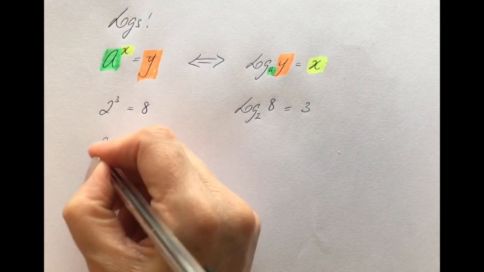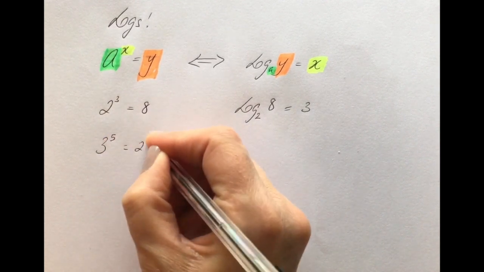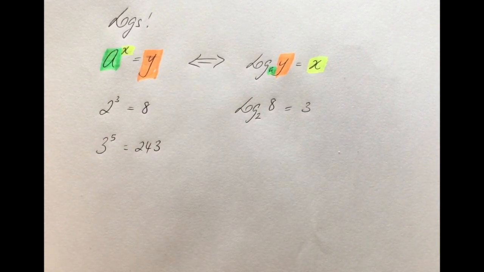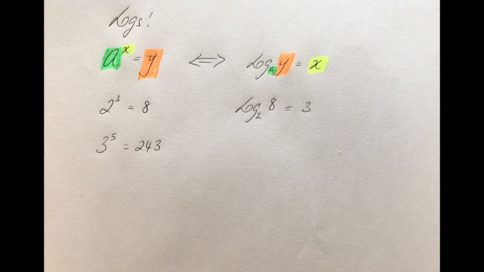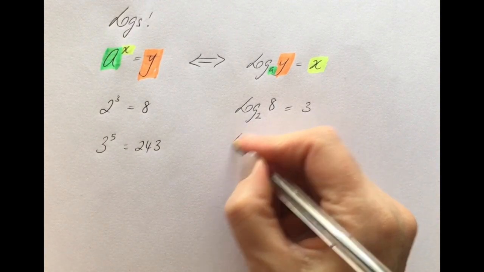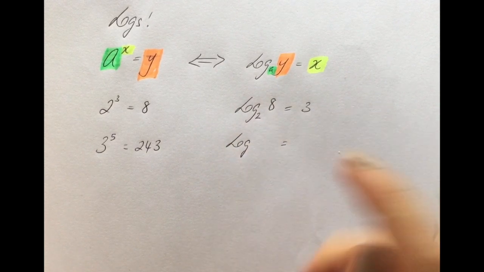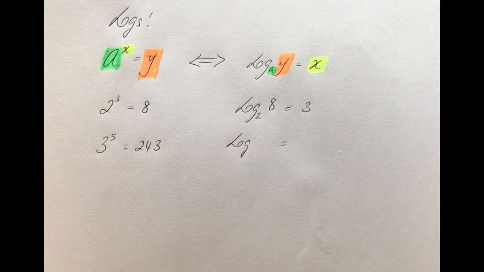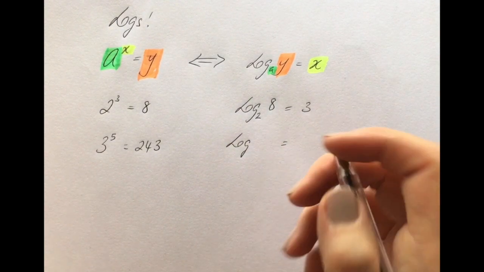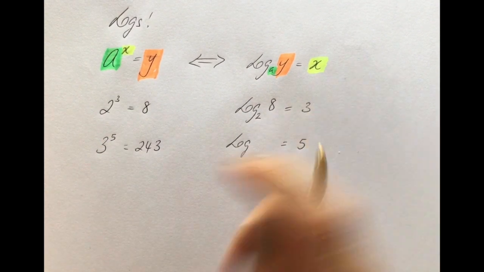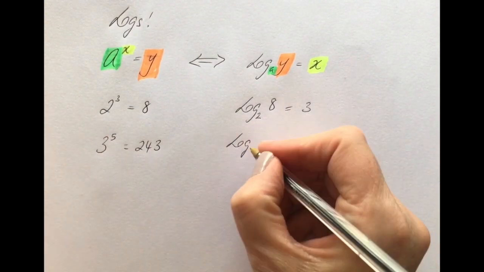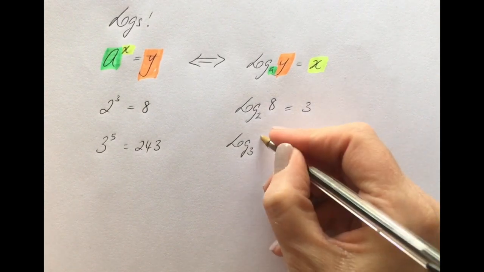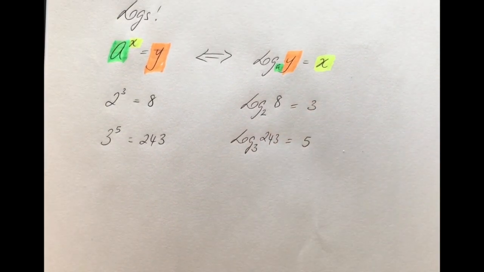Try this one. 3 to the power of 5 is equal to 243. Pause the video and write this one in log form. Okay, remember, the easiest thing to fill in first is what the log is equal to, in other words, the power. So the power is 5. What's being raised is 3, therefore 3 is the base. And of course I have 243.